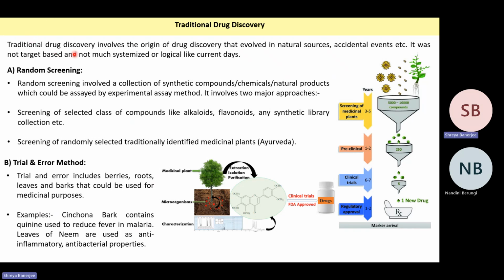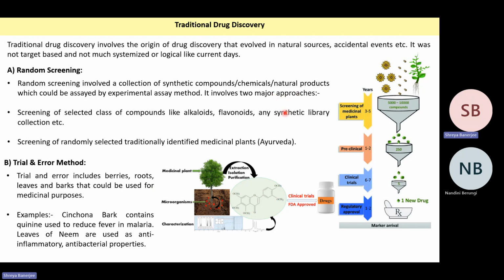We'll start with the traditional drug discovery methods. The traditional drug discovery involves the origin of drug discovery that evolved in natural sources, accidental events, etc. It was not target based and it was not systemic or logical like it is now. One of the earliest traditional drug discovery methods involved random screening. This involved collection of synthetic compounds or chemicals or natural products, which could be assayed by experimental assay method.